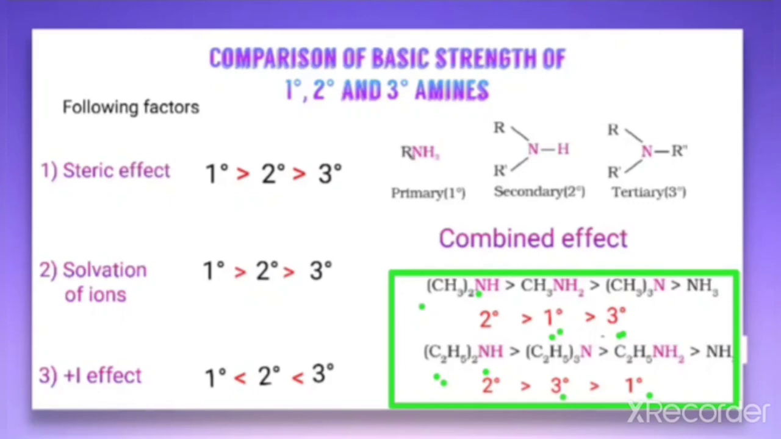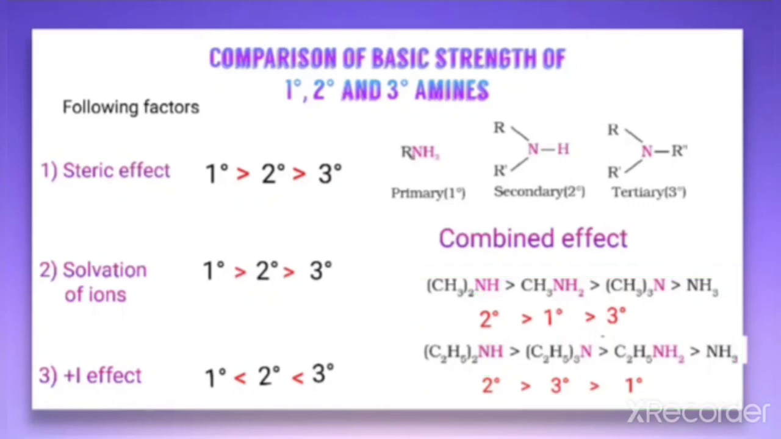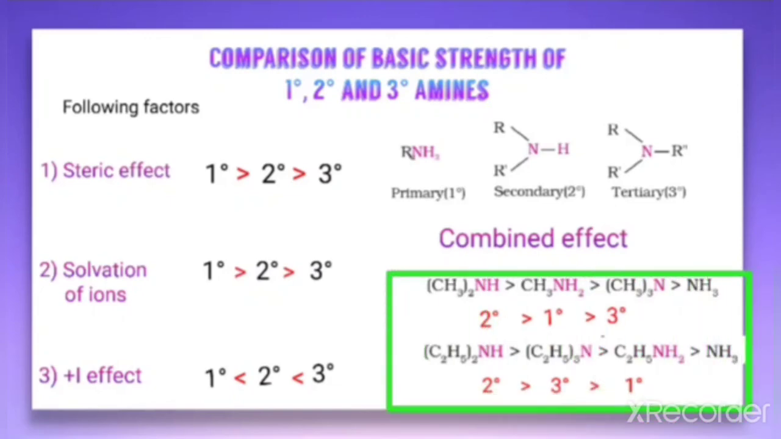This is not any scientific concept. This is only a trick to follow so that you can learn this sequence very easily. Because usually in the exam you will get a doubt about which one will be more reactive, that is more basic, 1 or 2 or 3. There is no doubt about the 2 degree, because in both the cases 2 degree is the most reactive. But the next one, 1 degree and 3 degree, which one will come next?